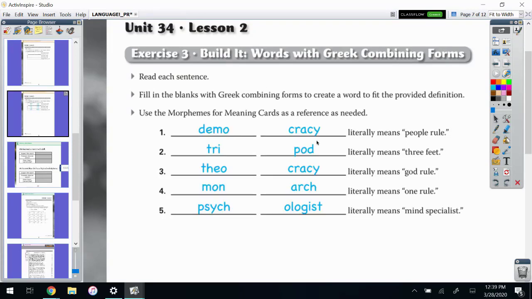Number 1, demo plus cracy, democracy, literally means people rule. Tri and pod literally means three feet. Theocracy means God rule. Monarch literally means one rule, monarch. Psychologist is a mind specialist, a psychologist.